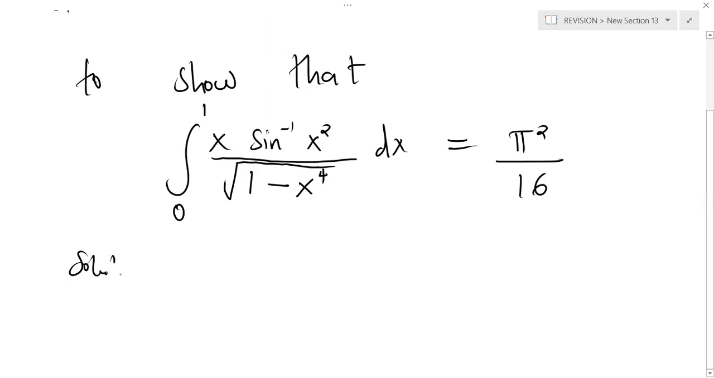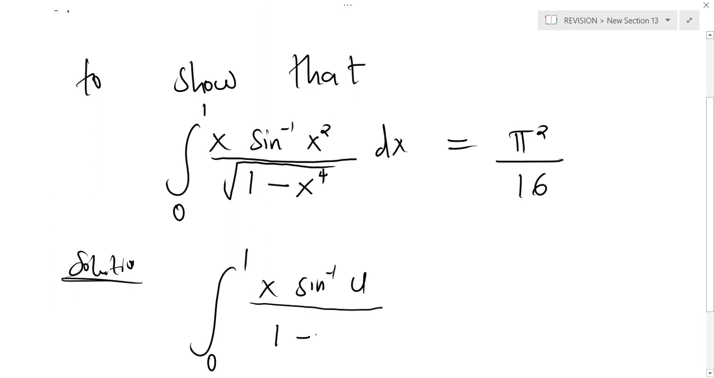So solution, I'll have integral from 0 to 1 of x sine inverse of u, all this divided by the square root of 1 minus u squared. And what will be my dx here? Now let's evaluate it here.